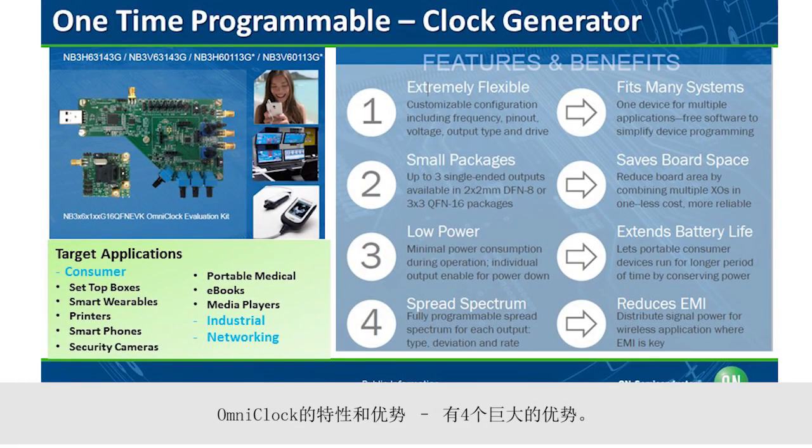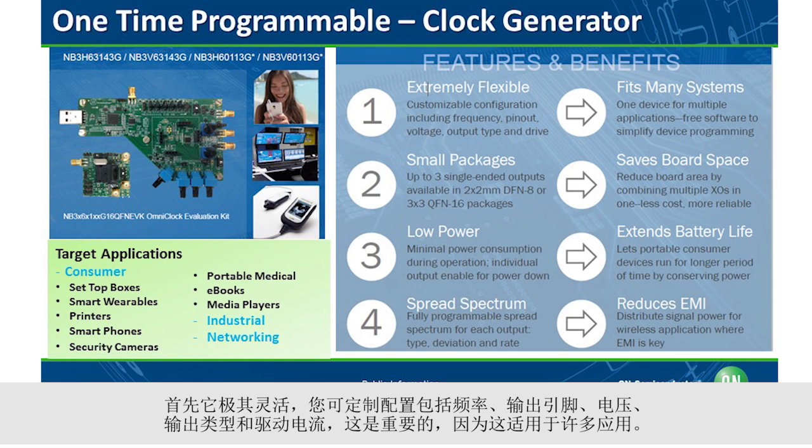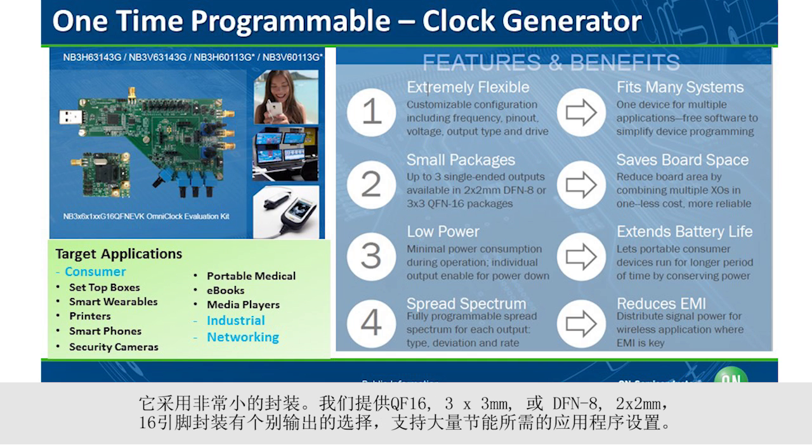The features and benefits of OmniClock: there are 4 huge advantages that we bring to you. First, it is extremely flexible. You can customize the configuration, including frequency, pinout, voltage, output type, and current drive, which is great because that fits many applications. It comes in a very small package. We offer QFN16 3x3mm or DFN8 2x2mm.